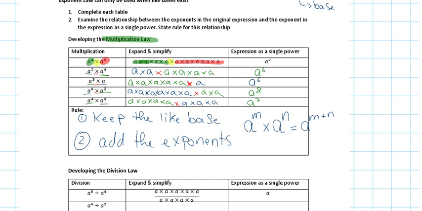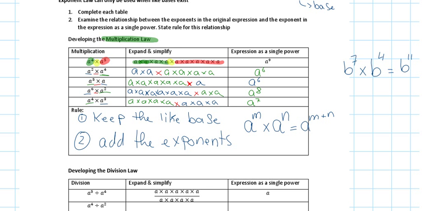So, here's another example. If you have b to the power of 7 times b to the power of 4, what do you get? What's my base? b. So I can keep it. And then what do I do with the exponent? 7 plus 4 is 11. So that's b to the power of 11, as long as you have the same base.